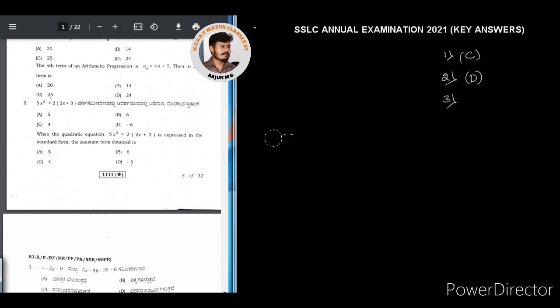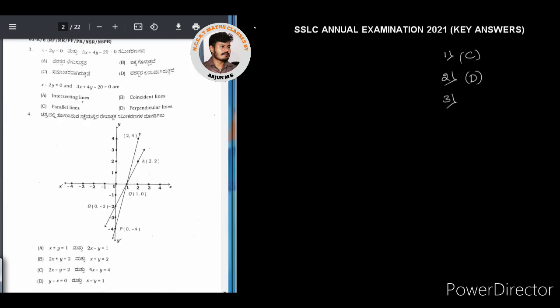Here the third question belongs to linear equations in two variables. You just observe that question. In that question, they have given x minus 2y is equal to 0, and another equation is 3x plus 4y minus 20 is equal to 0. In the following options, they have given types of lines: intersecting lines, coincident lines, parallel lines, and perpendicular lines. We already know about these different kinds of lines by observing their coefficients.